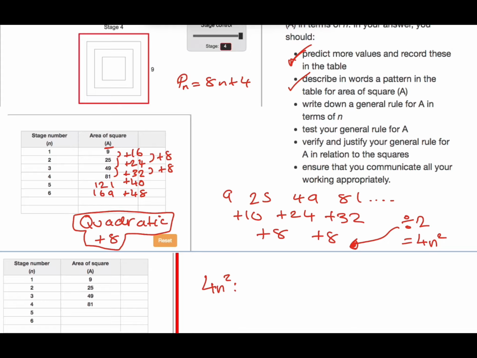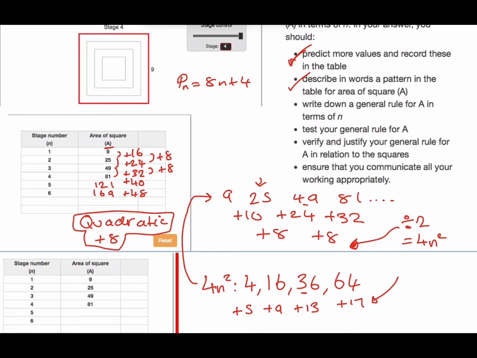So your first one is 1 times 4 is 4. 4 times 4 is 16. 9 times 4 is 36, and then 16 times 4 is 64. And I'm going to compare this with my actual sequence. So how do I go from 4 to 9? Well, we add 5. How do you go from 16 to 25? You add 9. How do you go from 36 to 49? Well, you add 13. And then the last one you are going to add is 17.